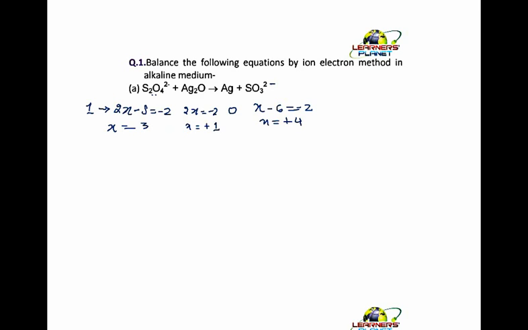So what are the oxidation states? Shall we write the equation with the oxidation states? This is S2O4 2- plus Ag2O giving you silver plus SO3 2-. Now what are the oxidation states here? Sulfur on this side is +3, and on the product side it is becoming +4. Silver on this side is +1 and on this side it is 0. Now what is our next step? Our next step is to write the oxidation and reduction half reactions.